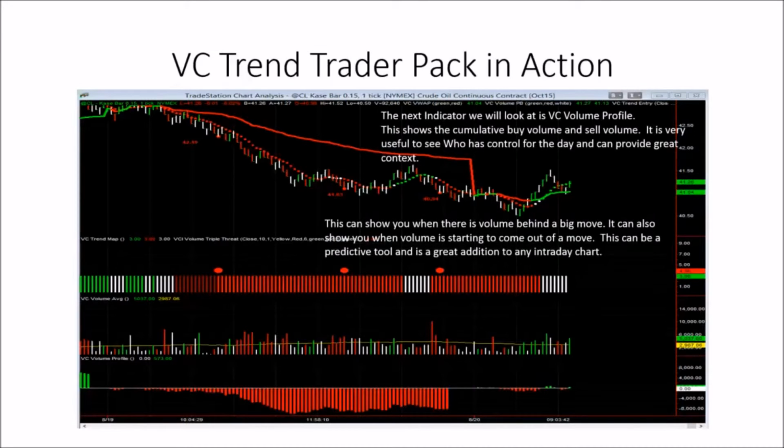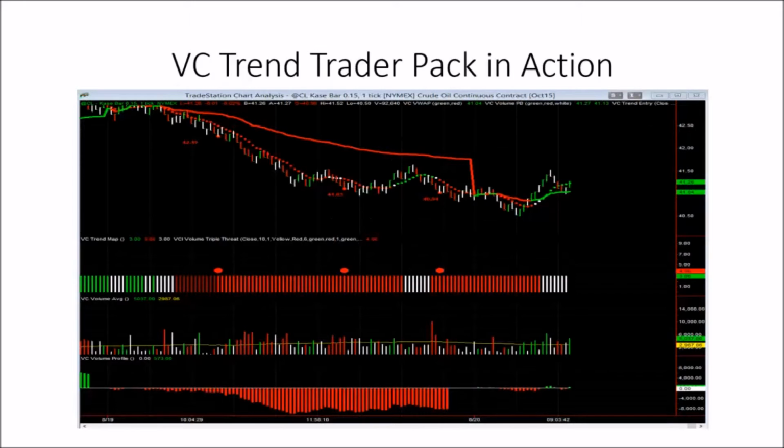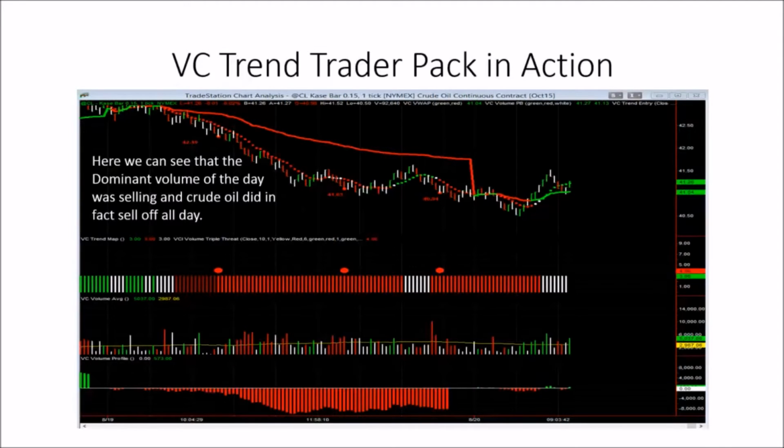The next indicator we will look at is the VC volume profile. This shows the cumulative buy and sell volume. It is very useful to see who has control for the day and can provide great context. This can show you when there is volume behind a big move. It can also show you when volume is starting to come out of a move. This can be a predictive tool and is a great addition to any intraday chart. Here we can see that the dominant volume of the day was selling, and crude oil did sell off all day.